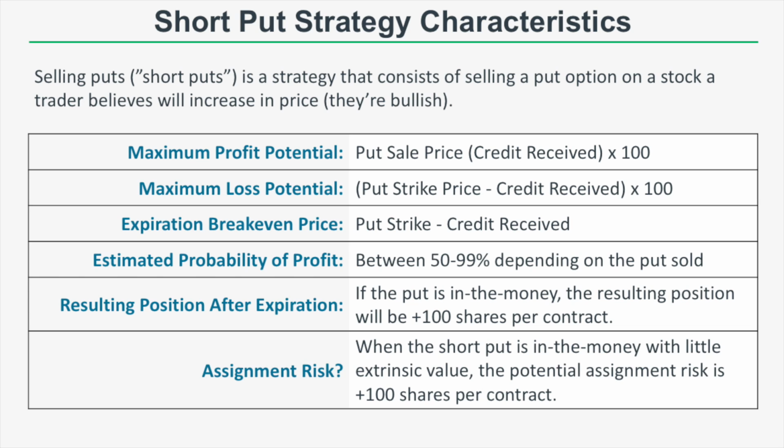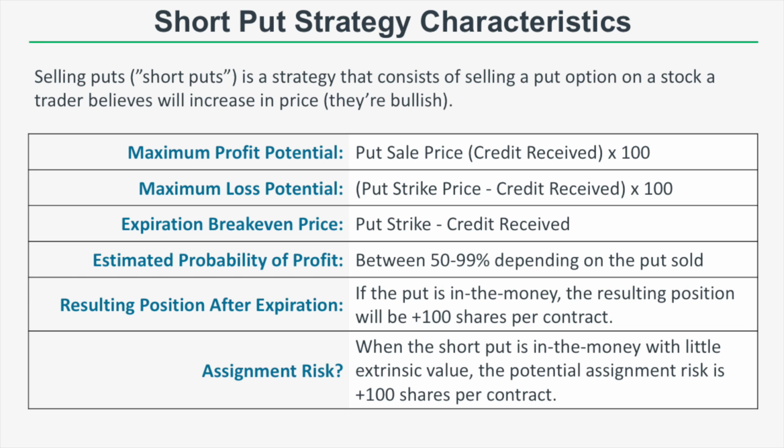So the maximum profit potential for a short put is the amount that you sell the put for times 100. So if you sell a put for a $5 credit, the maximum profit you can make is $500. Now the maximum loss potential is the put strike price minus the credit you received times 100.